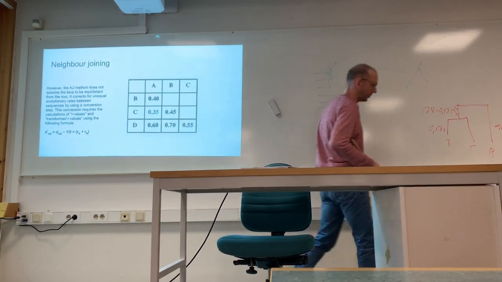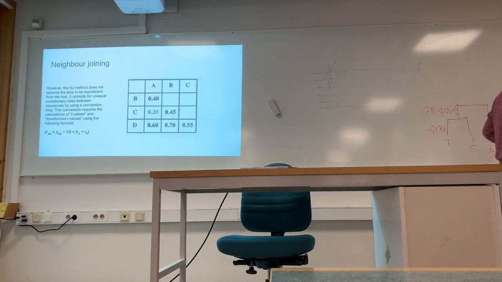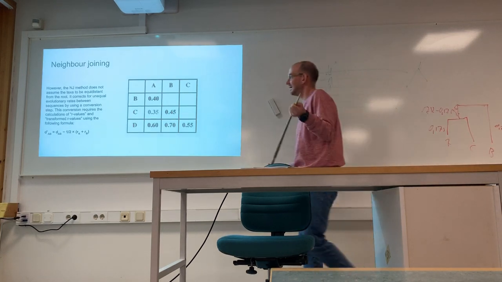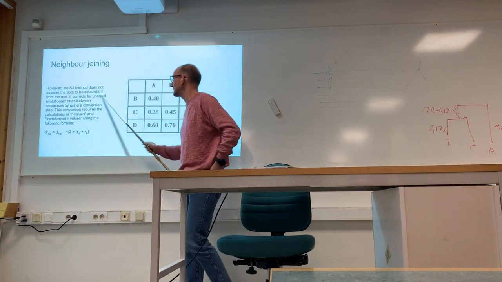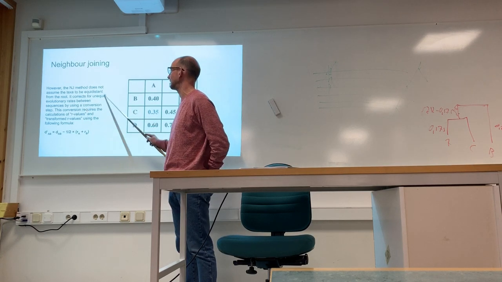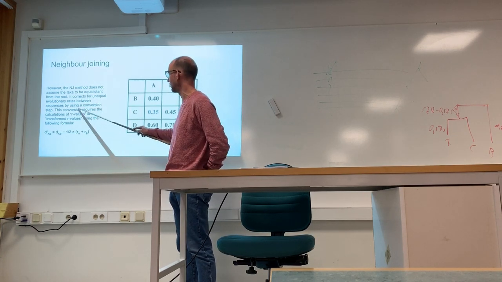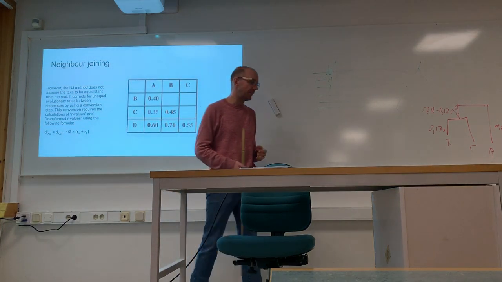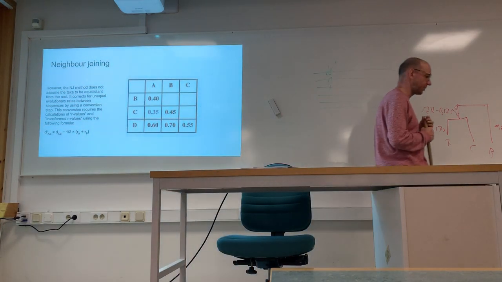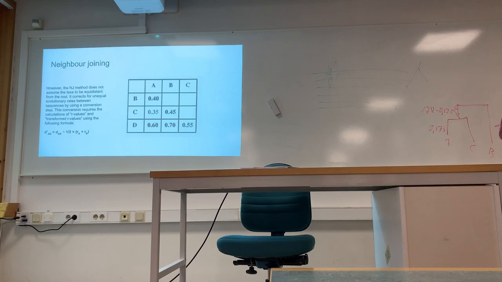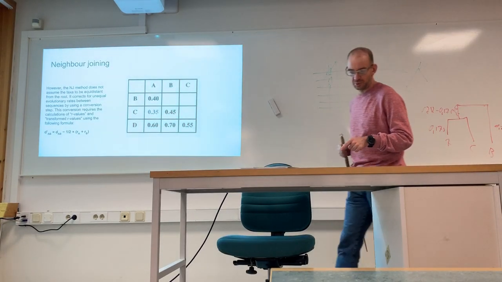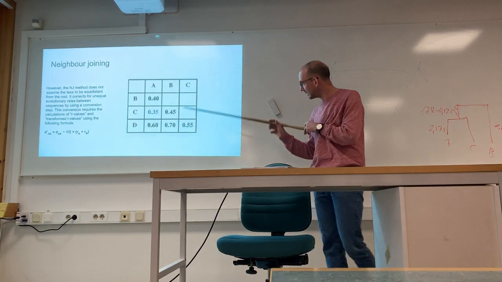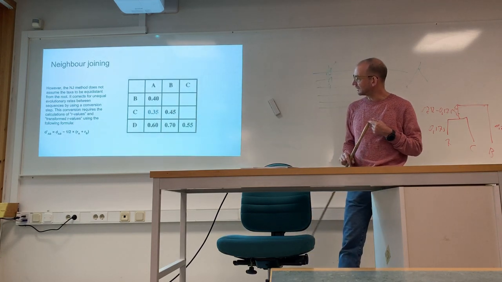It's an extension to UPGMA, and it's actually something that's still used. Basically, the idea is that you don't have to have this equidistance from the root, you have a conversion factor instead. So it's a similar idea, and then they do the whole thing slightly differently. They start with what we call a star topology. So let's just go through this in the same way.